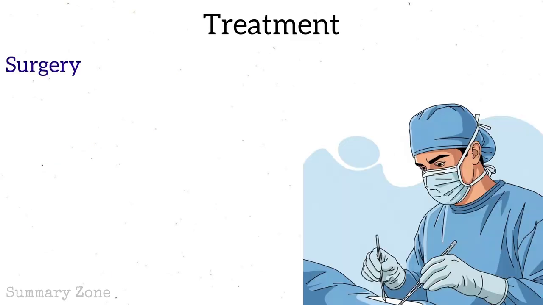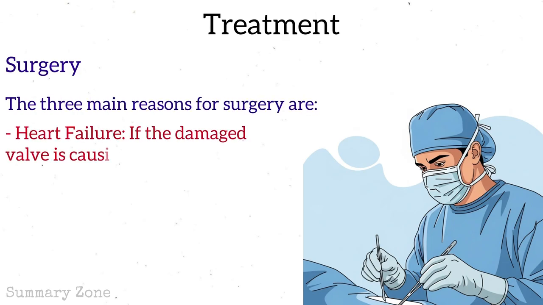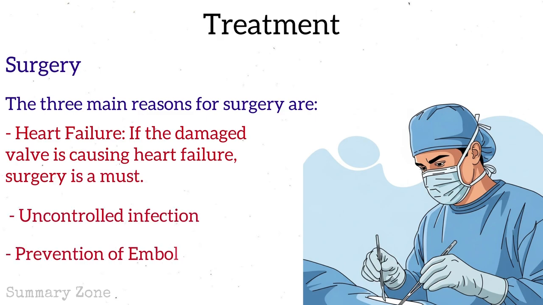Surgery, earlier and more often. This is perhaps the biggest shift. The guidelines now advocate for earlier and more liberal use of surgery. The three main reasons for surgery are: heart failure. If the damaged valve is causing heart failure, surgery is a must. Uncontrolled infection. Prevention of embolism.